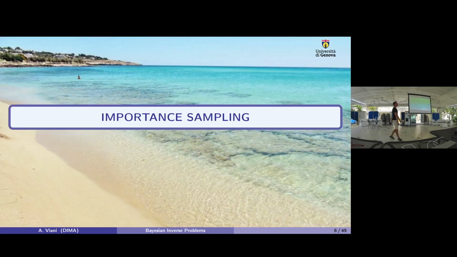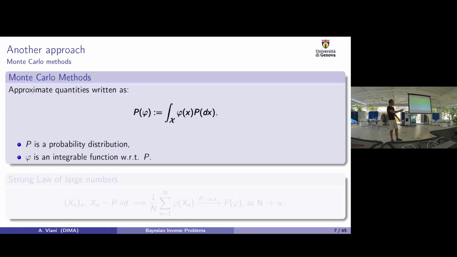Okay, so now I'm introducing importance sampling. What is importance sampling? Not now. Just talk a little bit about what Monte Carlo methods are. Monte Carlo methods are algorithms that allow us to approximate some quantities, integral quantities of functions with respect to some measure. So we have an integral of an integrable function with respect to that measure, and we are saying that this integral converges. And we want to approximate this integral.